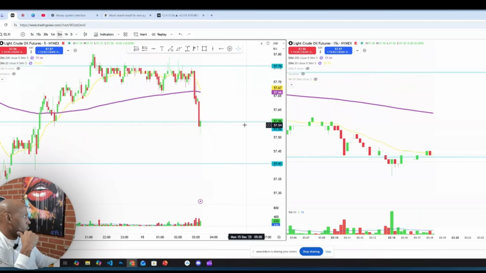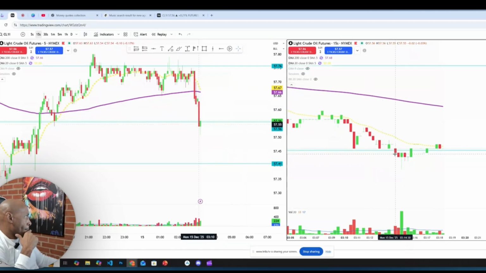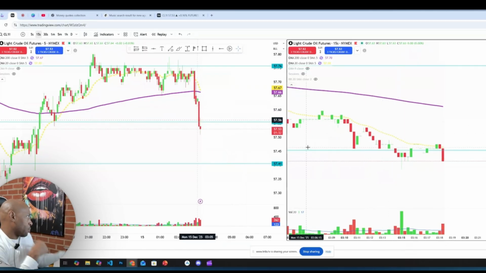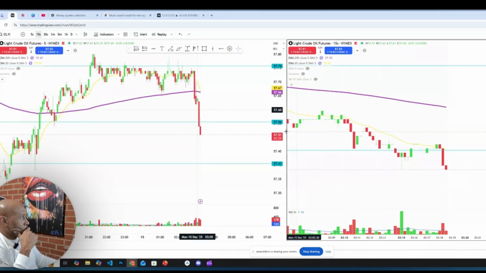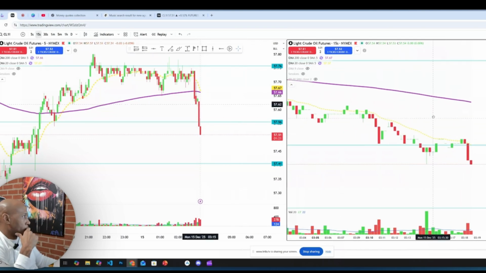It can be a little wider. I was breaking through that zone, but it still didn't give me an entry, so I'm not gonna take it.